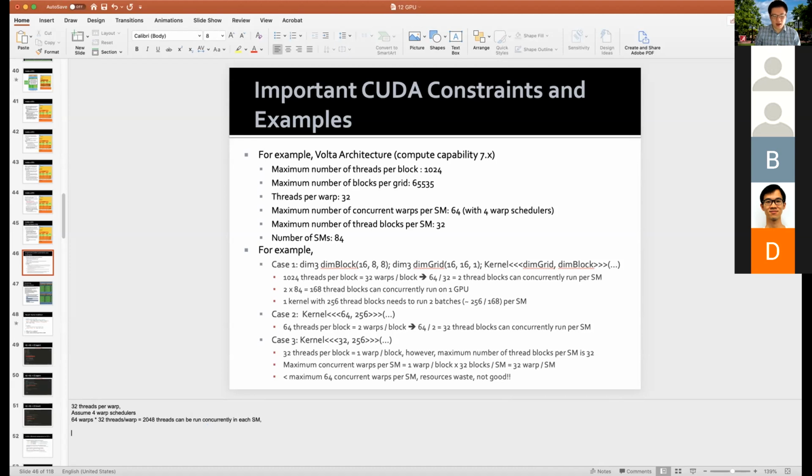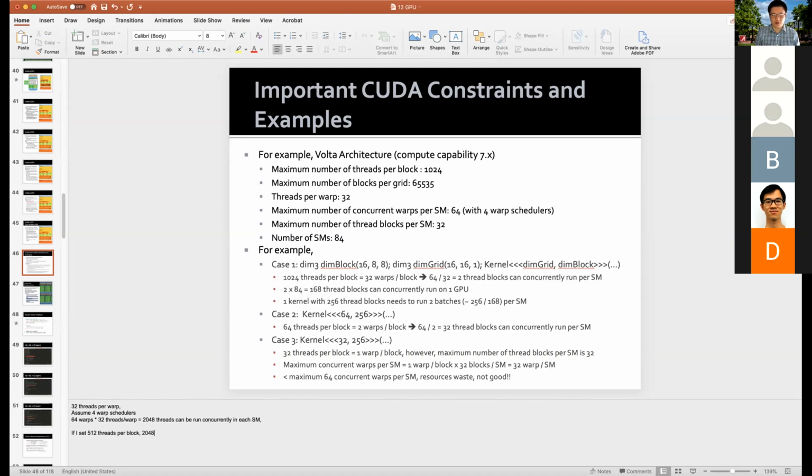Then how many thread blocks can be run concurrently in one streaming multiprocessor? It depends on how many threads you set for one block, right? So assume I set, for example, 512 threads per block, which is what we set for the vector addition. How many blocks can we run concurrently within one streaming multiprocessor?